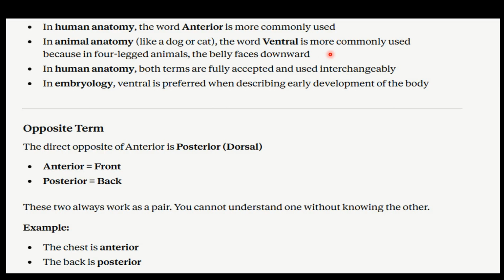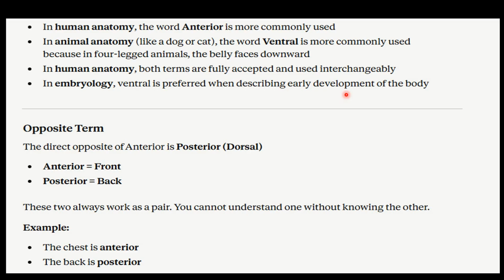Okay, that's the main reason. So in human anatomy both terms are fully accepted, like you can refer to it as ventral, or you can use anterior. But in case of embryology, ventral is always preferred when describing early development of the body. Okay, so this is clear. Don't get confused. They are not different terms. They are the same term, but used in different contexts.